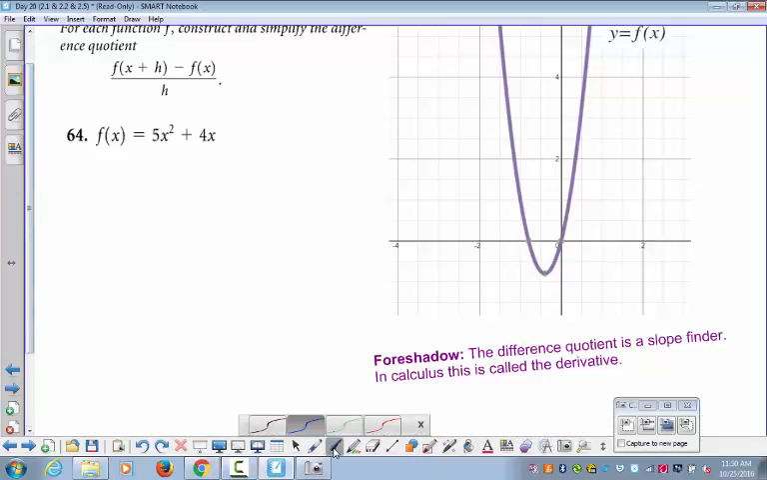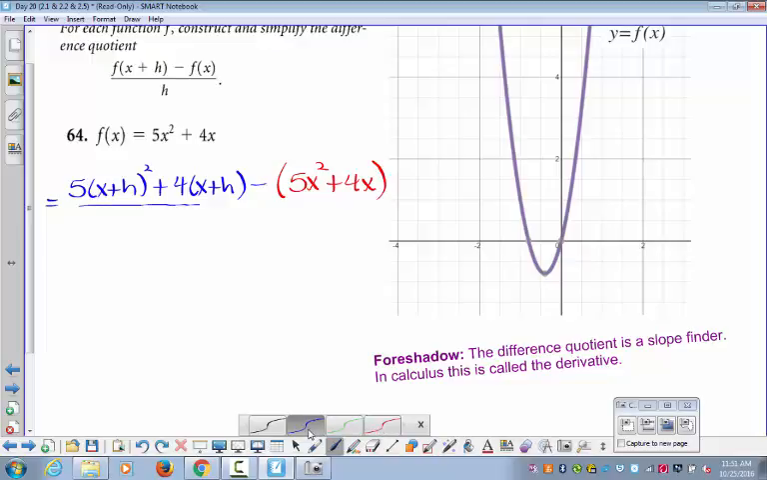Let's do it. Okay, so f of x plus h. I'm plugging in x plus h for each x in the function. So that is f of x plus h, right there. And then we subtract off f of x. And we have to make sure that we put that in parentheses. And then we divide by h.